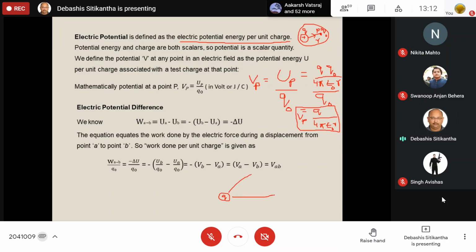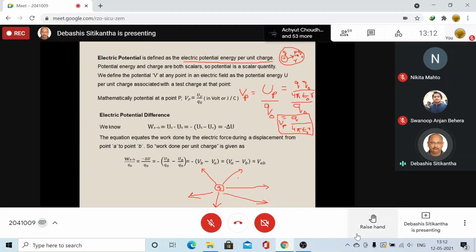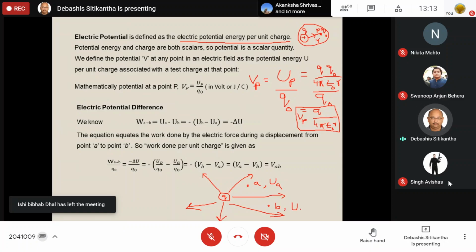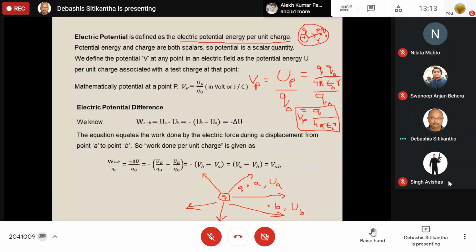Okay, fine. So this is the electric field moving away from this point charge in all possible directions in 3D. Now suppose there is a point A over here with a potential energy UA, and another point B over here with a potential energy of UB. Now suppose I want to move this charge Q0 in the electric field caused by this Q. Obviously this test charge, let me move it from the point A to B.